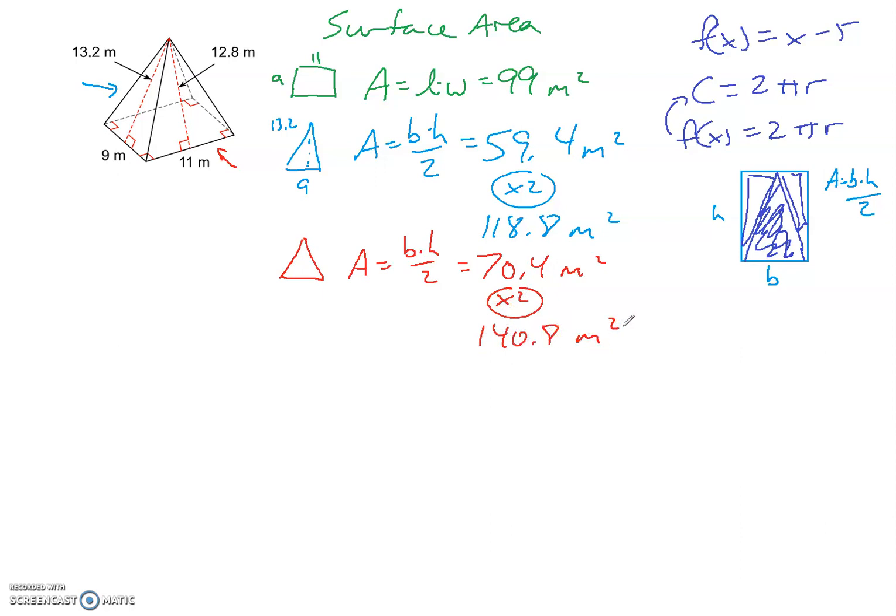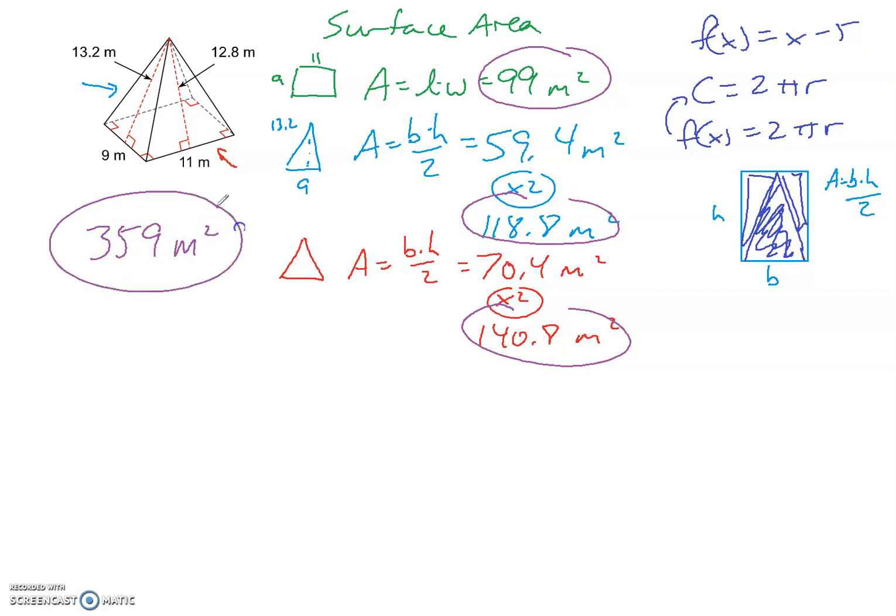All right, so I've done all my sides, I've done all my parts, and now what I'm going to do is put them all together. For the bottom, I had 99. For the two triangle sides here, I had this much, and then I had this much. So I just have to take those three and put them together. Putting those together and rounding off a little bit, I will get approximately 359 meters squared for the surface area of the entire thing.